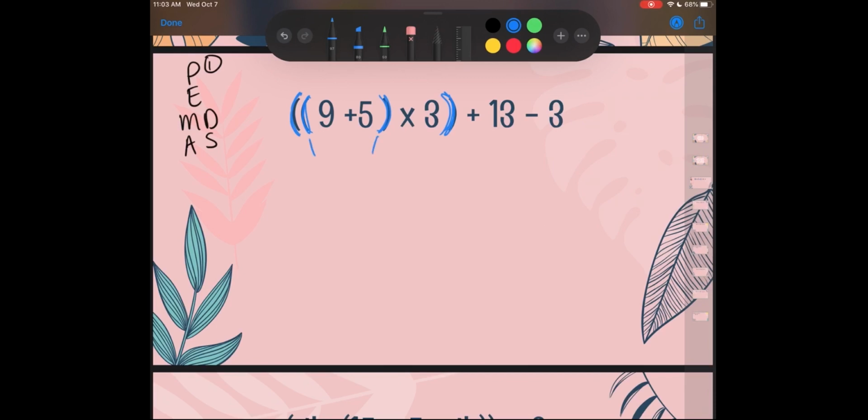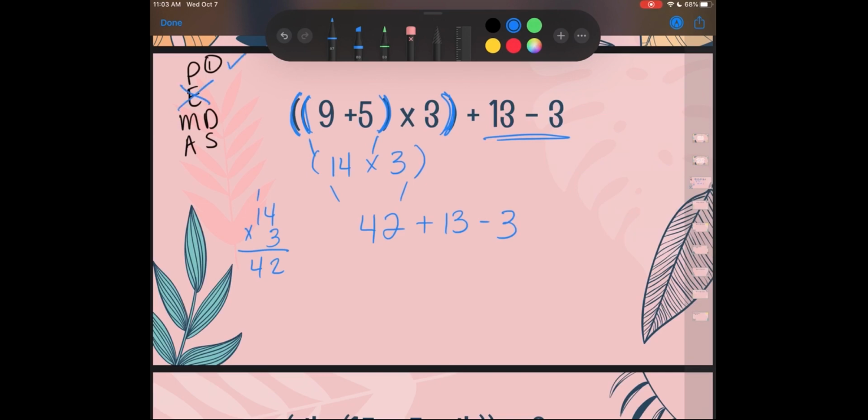I have the 9 plus 5. So that is what I need to solve first. Well, 9 plus 5 is 14. So then that ends those parentheses. So then I end up with 14 times 3 as my overall parentheses. So I still need to solve that. So I'll do 14 times 3. Well, 14 times 3, 12, carry the 1, 3, 4, end up with 42. So the whole parentheses end up being 42. So now I've got 42 plus 13, because I can't forget these, plus 13 minus 3.